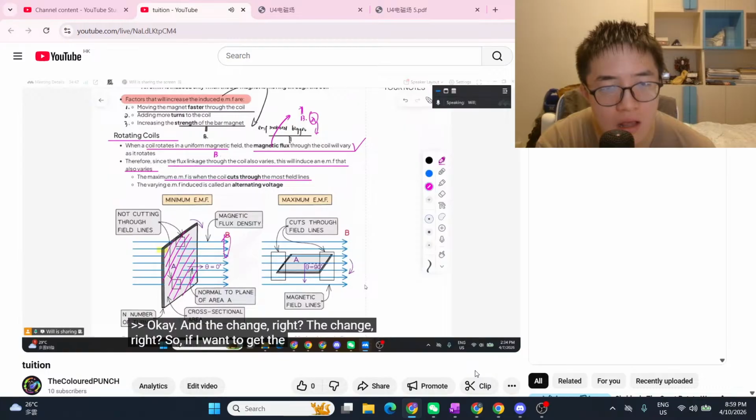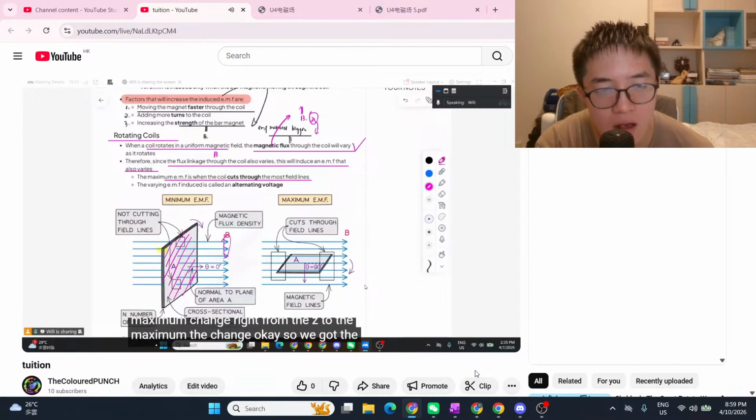So if I want to get the minimum, it is when the rate of change of flux is zero. If the initial and the final are the same, there's no change. When there's no change in flux, there's no EMF induced. If there's a big maximum change, from zero to the maximum, then we get the maximum EMF induced, right? Understand it? Okay, look at it.